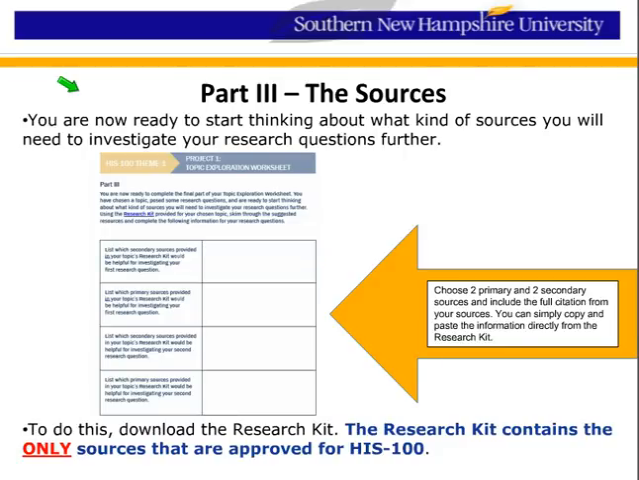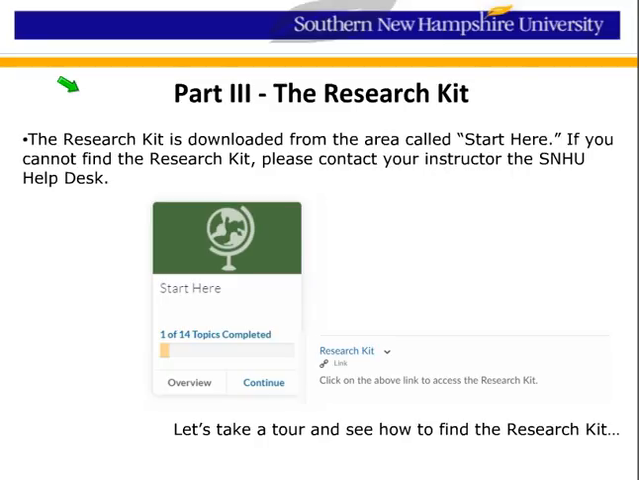You are now ready to start thinking about what kind of sources you will need to investigate your research questions further. To do that, you need to download the research kit. The research kit contains the only sources that are approved for History 100. The research kit is downloaded from the area called Start Here of your History 100 classroom. If you cannot find the research kit, please contact your instructor or the SNHU help desk. Let's take a tour to see how to find the research kit.